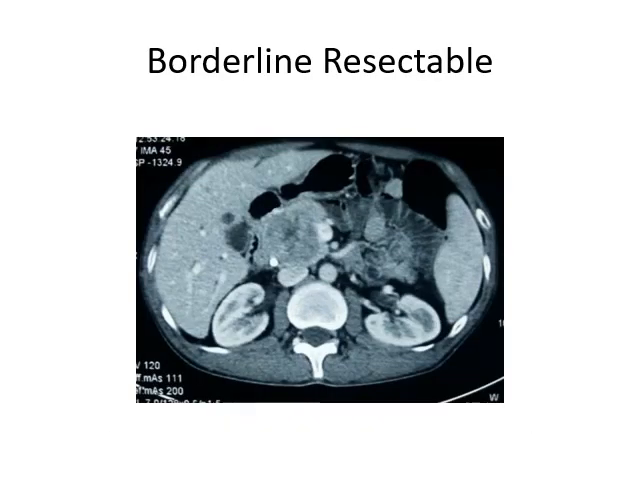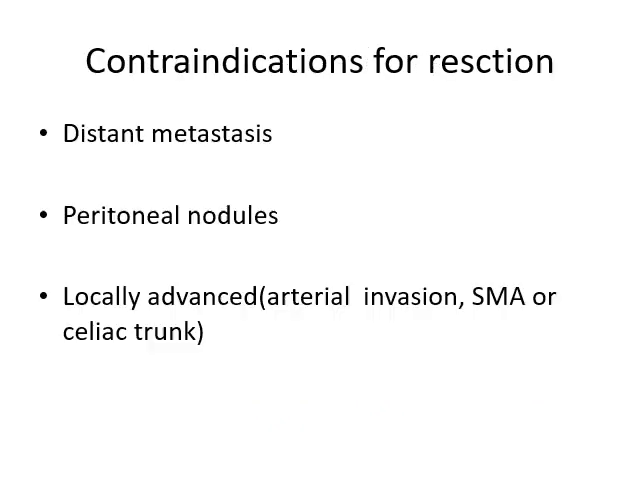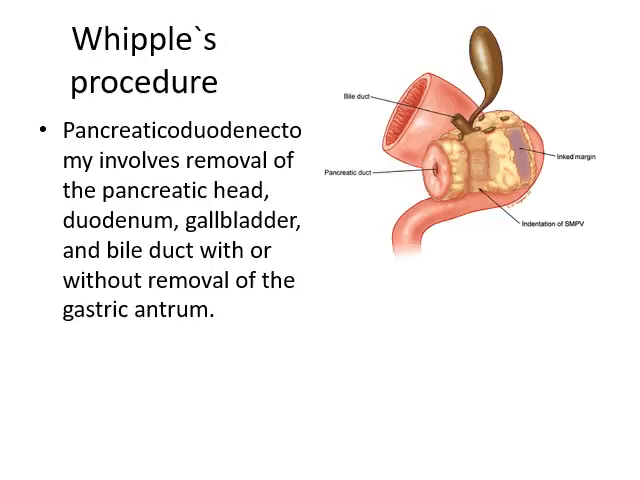Another case is what we call borderline resectable. Borderline resectable means that there is an encasement of the vein of more than 180 degrees, or there is encasement of the artery even less than 180 degrees. Contraindications for resection are distant metastasis, either in the liver or outside the liver, peritoneal nodules, or locally advanced disease with arterial invasion, either SMA or the celiac trunk.